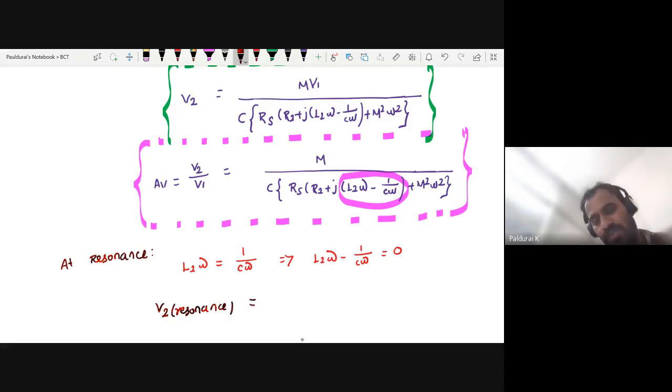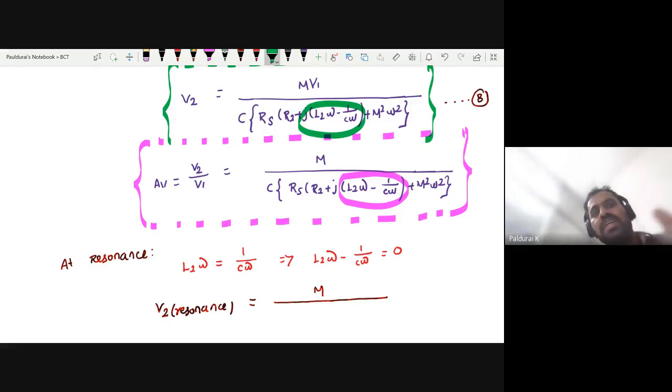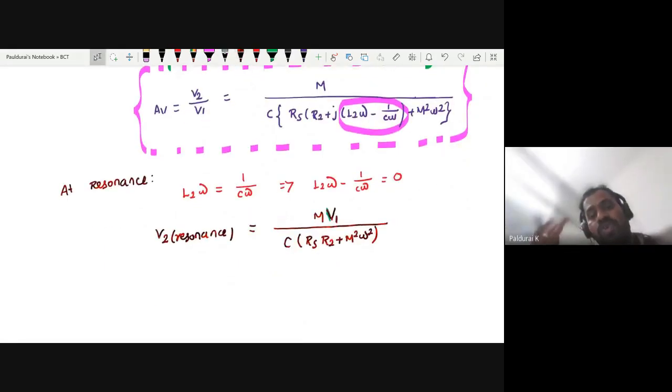They can ask a question: find the output voltage at resonance. So V2 at resonance. What is the formula? Now it will be simplified. Substitute. This is my equation number B. Now substitute this as 0, because at resonance both terms cancel, so there is no imaginary part. So what you will get? This is mV1 divided by C times Rs into R2 plus m squared ω squared. This formula is very important. What is the output voltage at resonance?